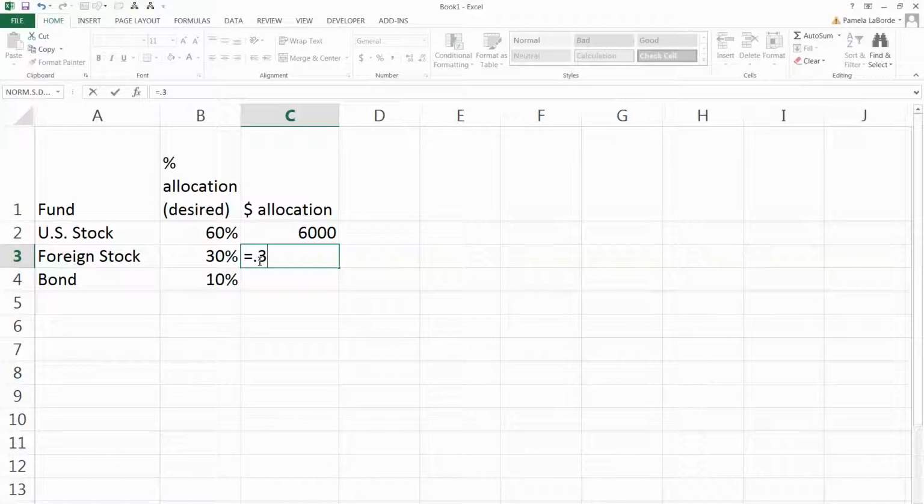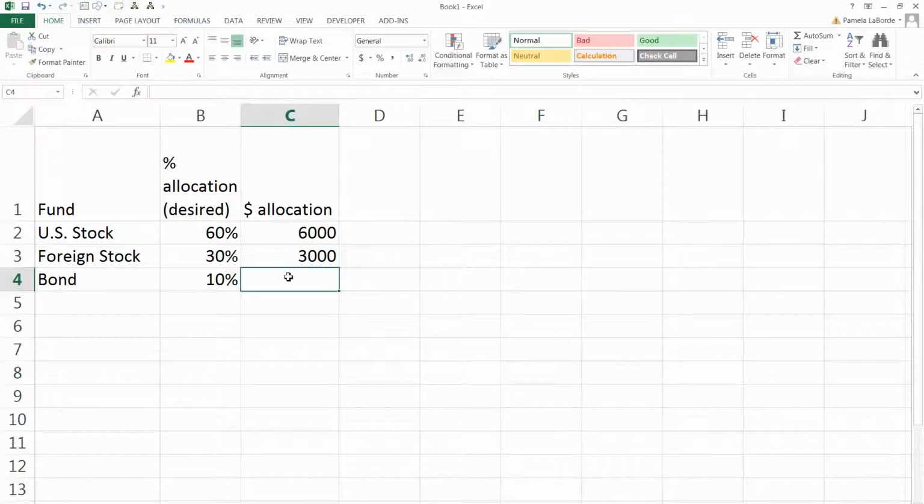The 30% or 0.3 times the 10,000 will tell me how much I want to put in the foreign stock fund, so $3,000. And then 10% or 0.1 times the 10,000 tells me the dollar amount that I want to put in the bond fund.